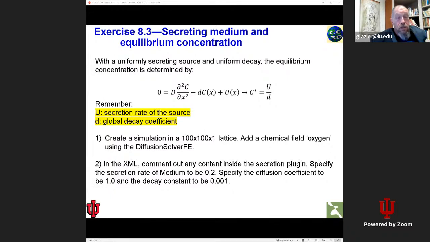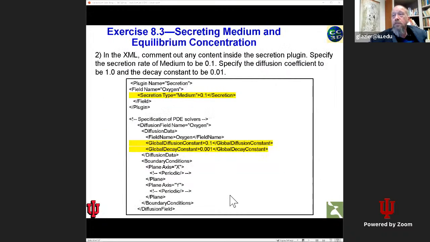So all you have to do is repeat what Connor did, which is create a simulation, load the diffusion solver, and then hand edit the secretion rate of medium and the diffusion coefficient to be as advertised. Since we're going to run out of time, I'll show you my solution here to begin with, but you can come up with other solutions.